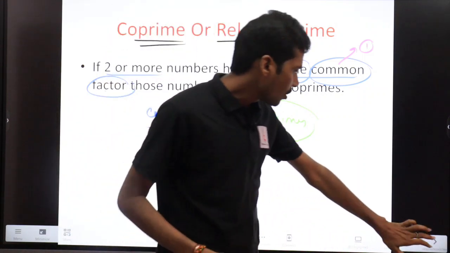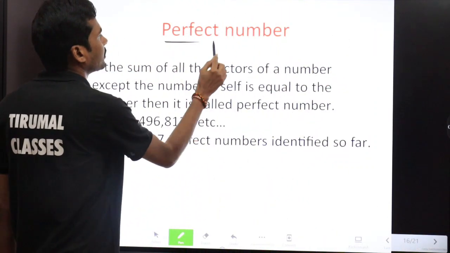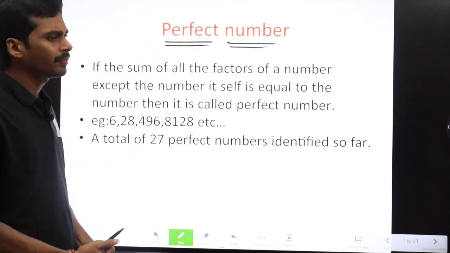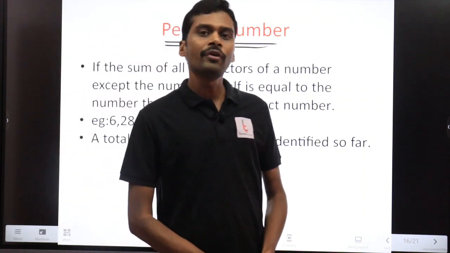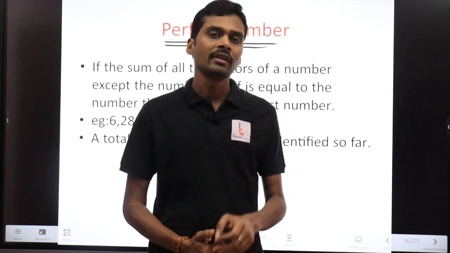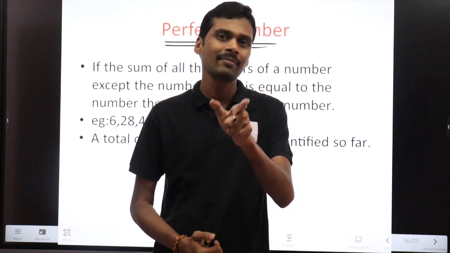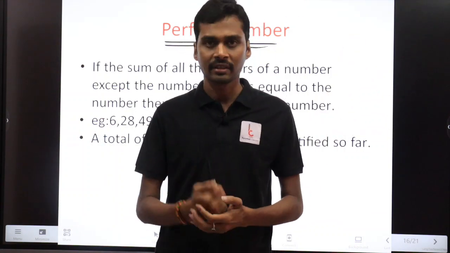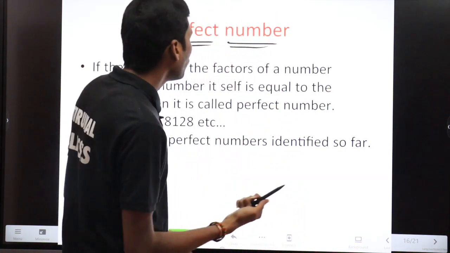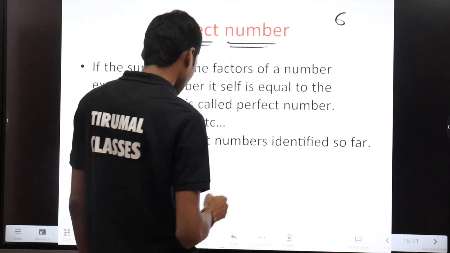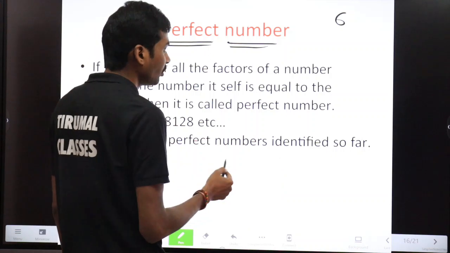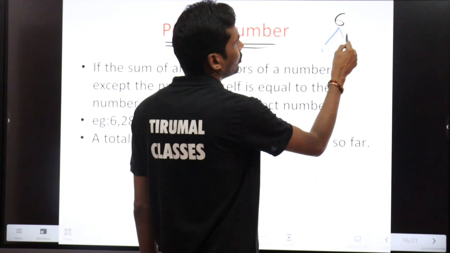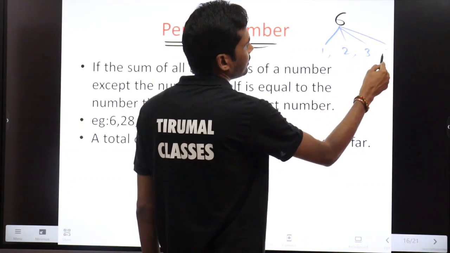Now the next number is the perfect number. What is a perfect number? Suppose you take a number. If the sum of the factors of that number, except the number itself, is equal to the given number, it is called a perfect number. Suppose I take the number 6. What are the factors of 6? The factors of 6 are 1, 2, 3 and 6.